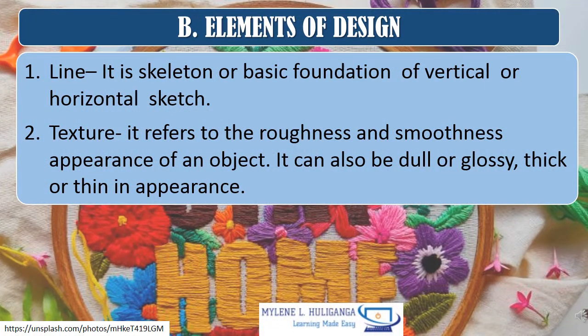Next is the elements of design. Number 1 is the line. It is the skeleton or basic foundation of vertical or horizontal sketch. Number 2 is the texture. It refers to the roughness and smoothness appearance of an object. It can also be dull or glossy, thick or thin in appearance.